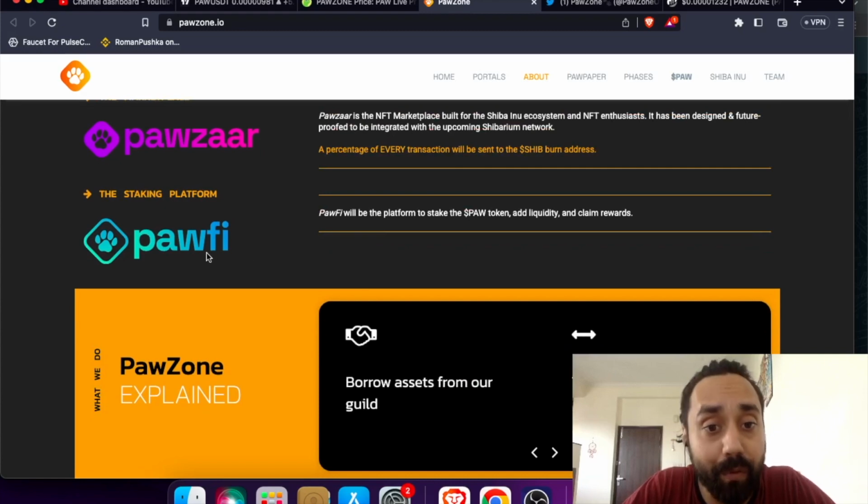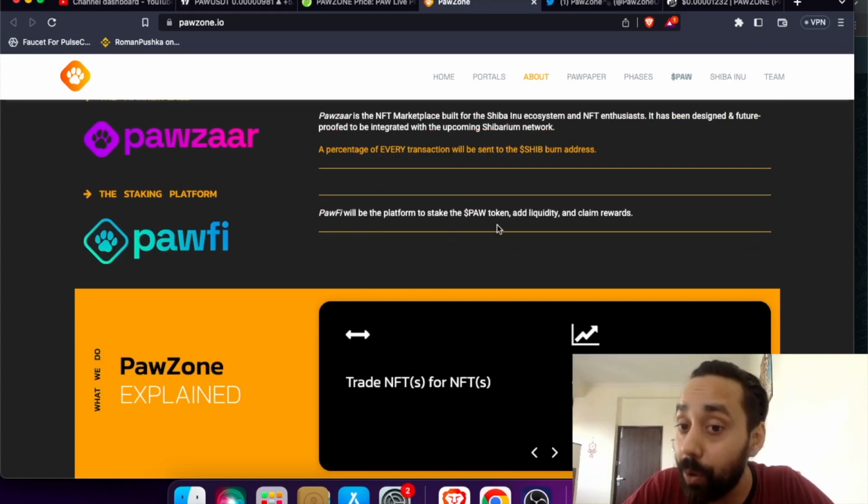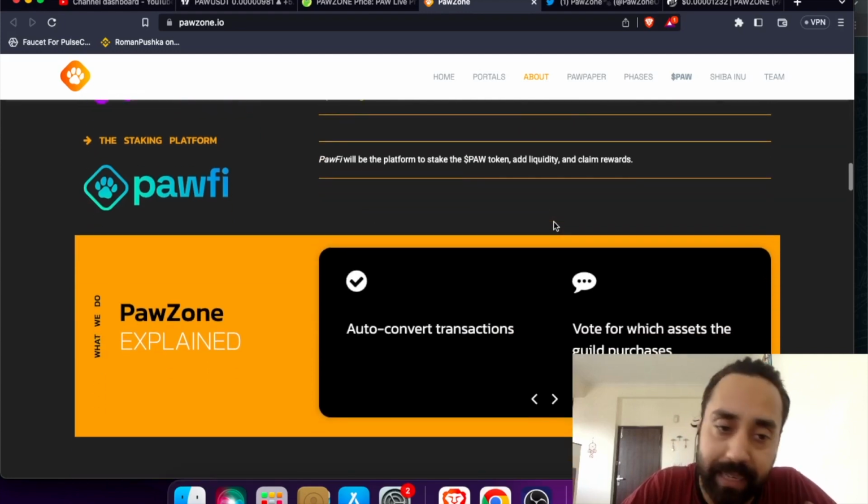And the third is PawFi. PawFi will be the platform to stake PAW tokens, add liquidity and claim rewards, like any other staking platform.